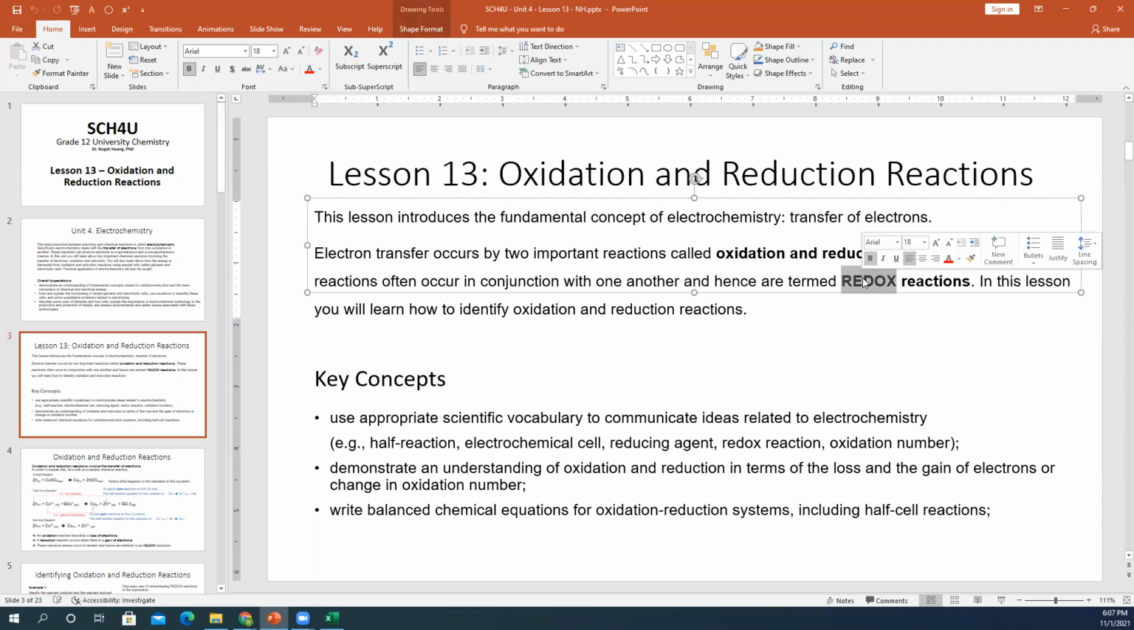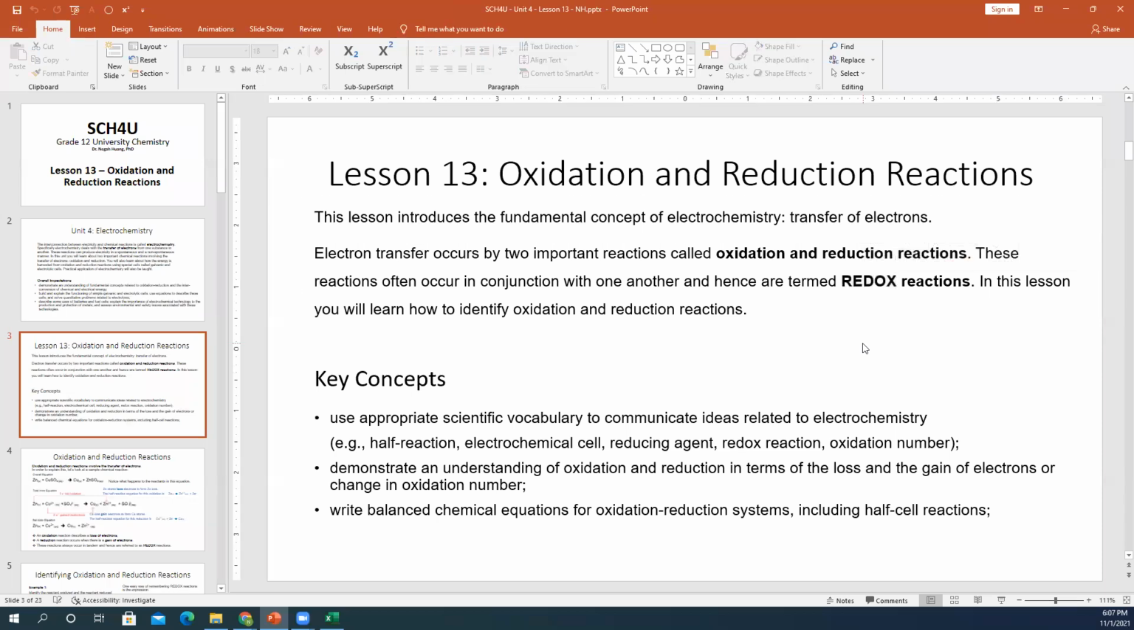Okay, redox reactions. In today's lesson, we're going to talk about how to identify these oxidation and reduction reactions, as well as learning how to communicate using appropriate scientific vocabulary for these ideas that have to do with electrochemistry. We are going to understand oxidation and reduction in terms of electron loss and electron gain, or a change in oxidation numbers. And we're going to learn how to write balanced equations for oxidation reduction systems, including the half-cell reaction.